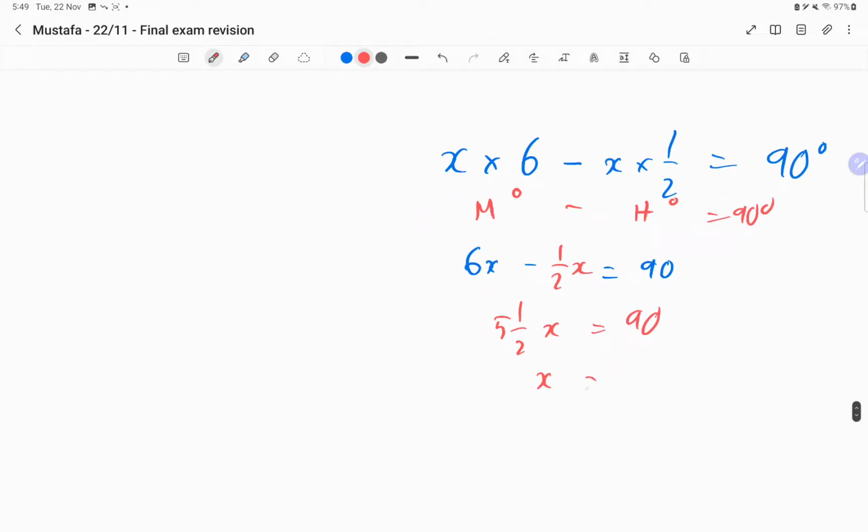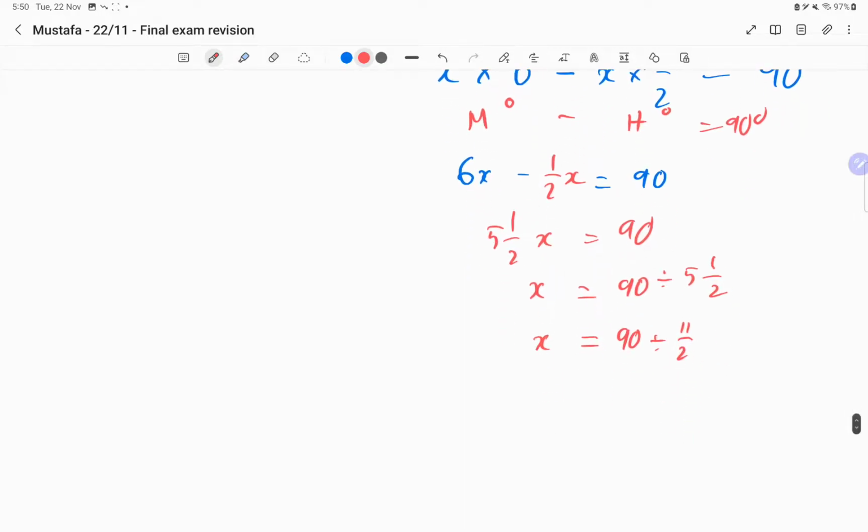And then x equals 90 divided by 5.5, right? Can you divide by a mixed number? No. So what do you do? Improper fractions. Yes, correct. So that'll be 11 over 2. How do you divide a fraction? 90 times 2 over 11, which is about 180 over 11.